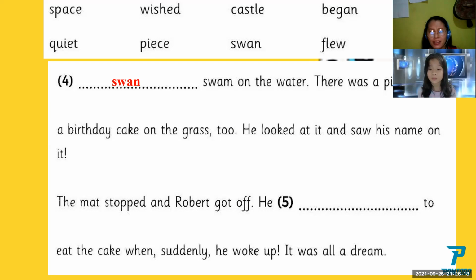Wow, that's very interesting. The mat stopped and Robert got off. So the mat stopped, so Robert got off. Okay, what did he do? He began to eat the cake.